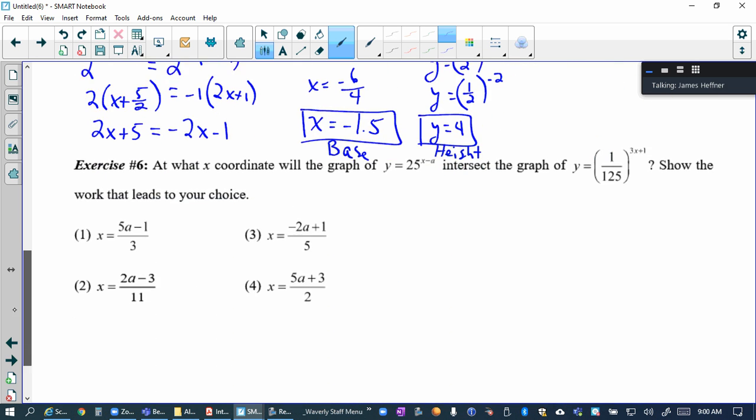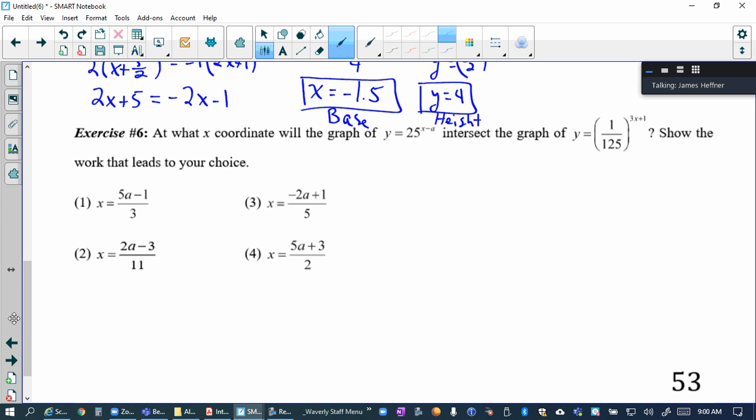All right, let's go down here. I think it's the last question. What x coordinate will the graph of this one intersect with the graph of that one? Well, what did I just say? You set the two things equal and then solve it, right? Just like we did up top. And they're not even asking for the y, are they? They're just asking for the x coordinate. So we didn't have to plug back in.